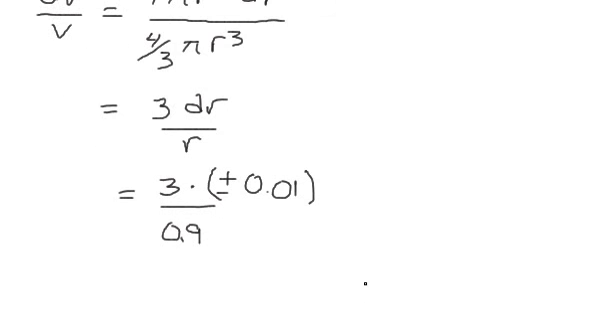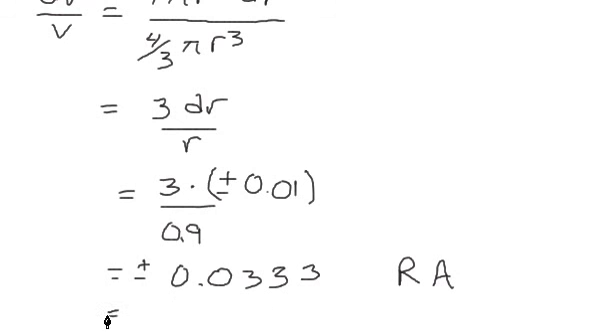So I've got out the calculator, and this becomes plus or minus 0.0333, and that of course is your relative error. And then for your percent error, you just move it over places, so 3.33%, and that is going to be your percent error, and of course it'll be a positive there.